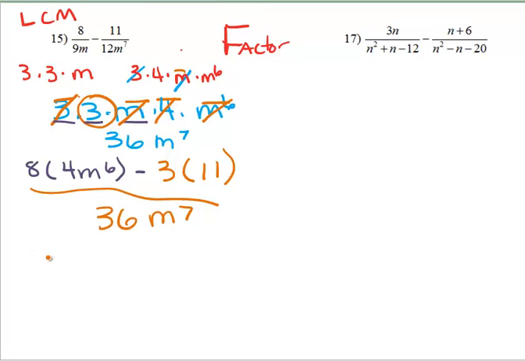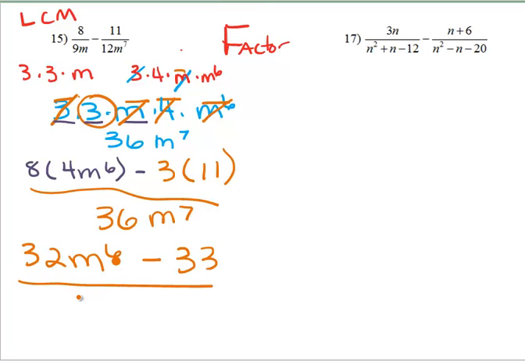So let's do a little work. 8 times 4m, so that would be 32m to the 6th minus 3 times 11 is 33, all over 36m to the 7th. So we would love to factor that. I see all these 3's floating around, but this is not a multiple of 3. It's 8 times 4. This is 3 times 11. So you get to leave that just the way it is. This one's done.